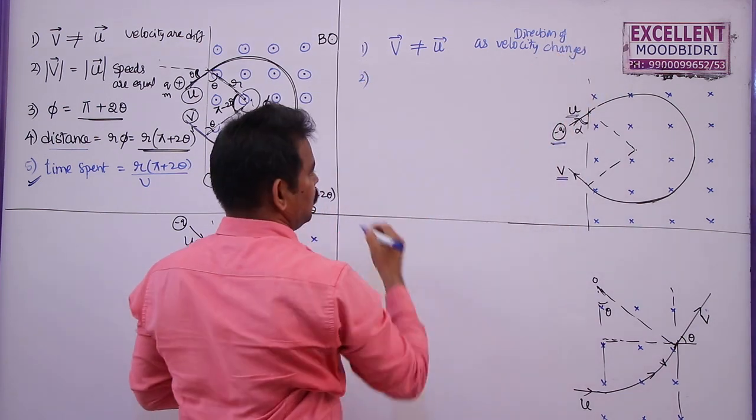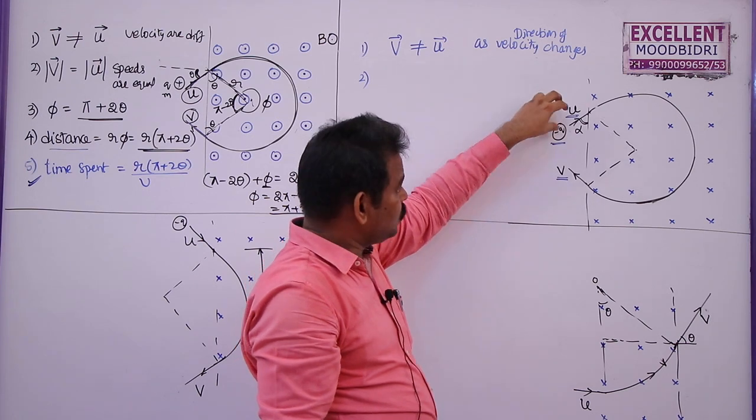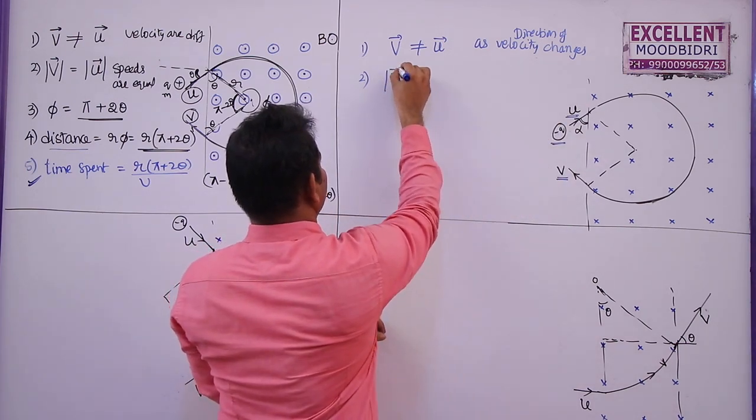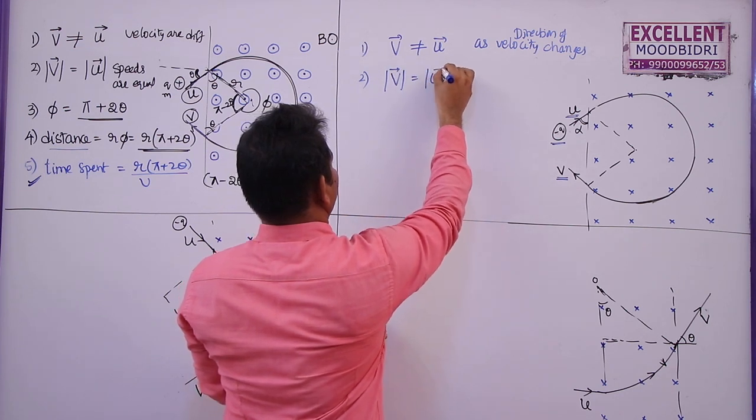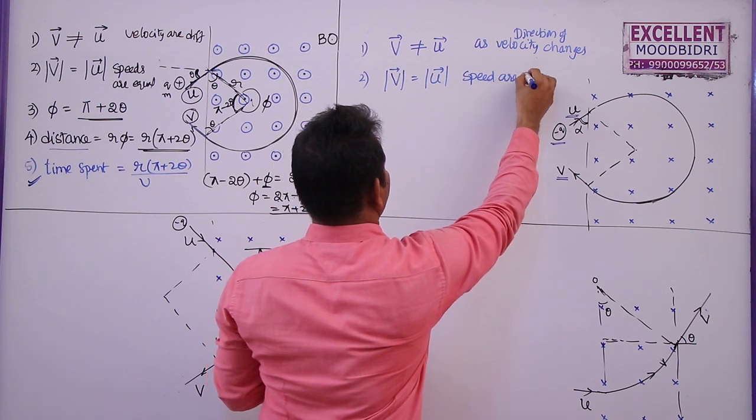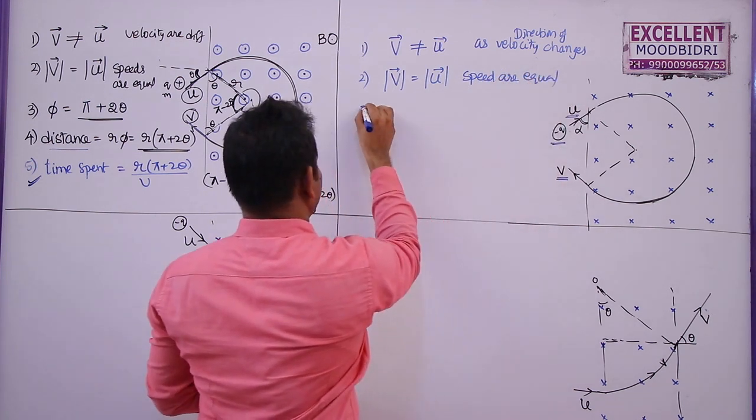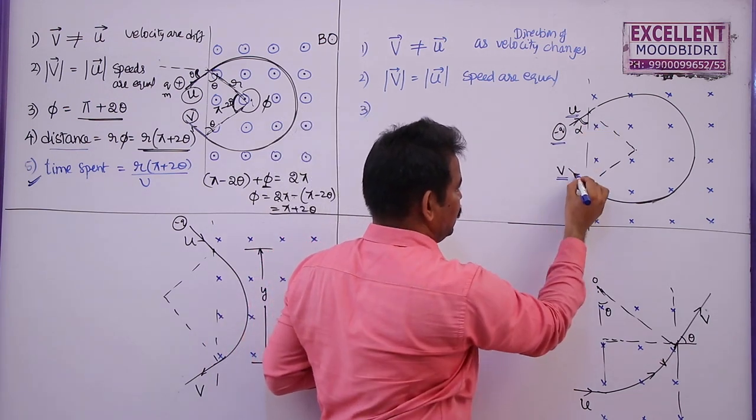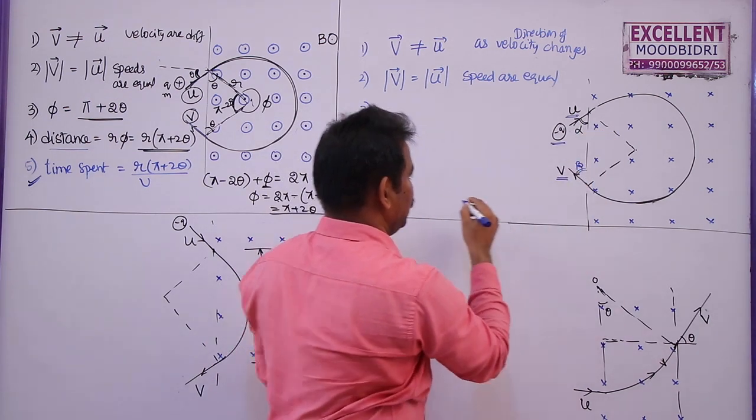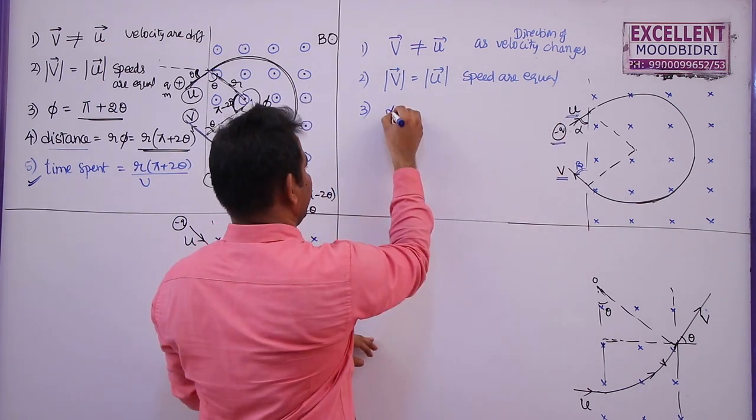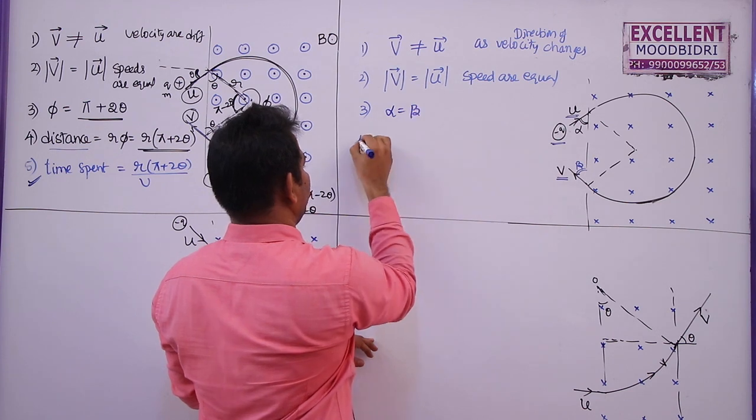Second point, here the magnitude of velocity is the same, so speed is the same. So magnitude of v is equal to magnitude of u. So speeds are equal. Third case, here you can see this is alpha and this is beta, and as the speeds are equal, the angle described by this one is also equal. You can write alpha is equal to beta.